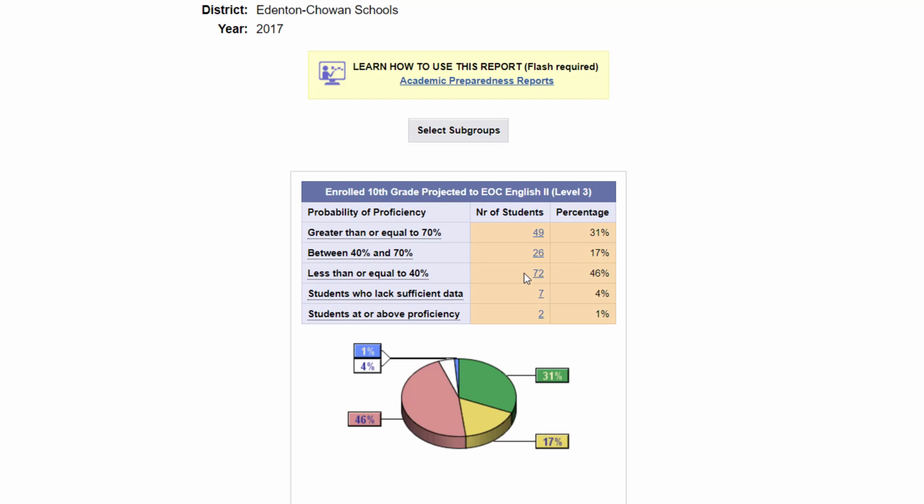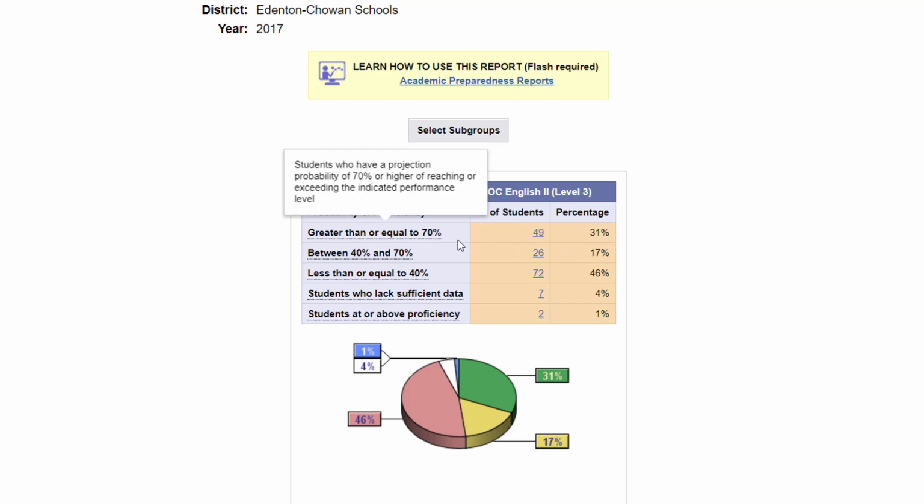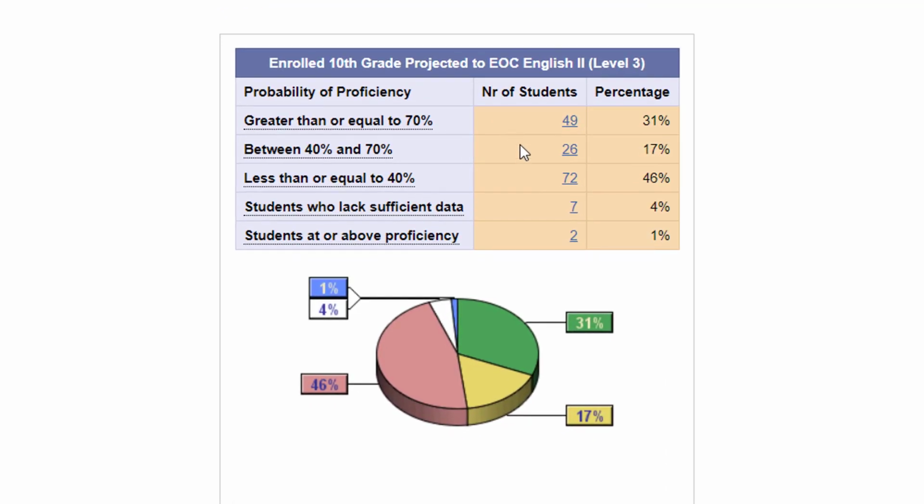All the other reports in EVAAS are a year old, so you have to go back and reflect on the previous year with those reports to make decisions about what you need to do the current year. So on this report, this is telling me that these are all the students that are enrolled in English 2 for this current school year.